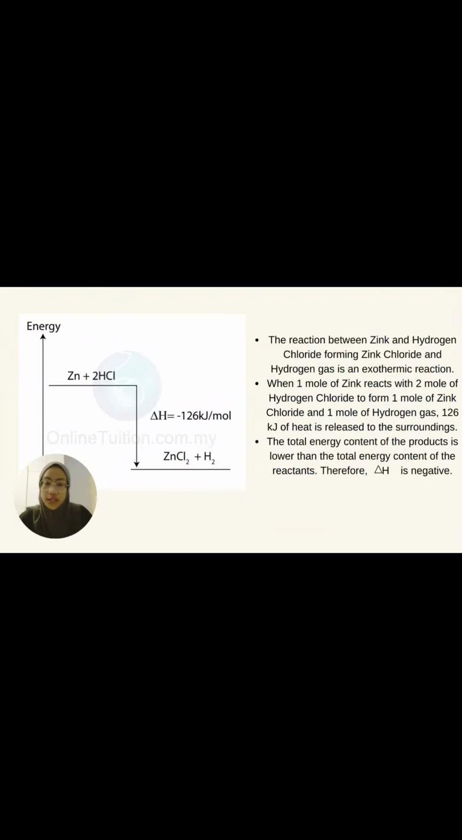The reaction between zinc and hydrogen chloride forming zinc chloride and hydrogen gas is an exothermic reaction. When 1 mole of zinc reacts with 2 mole of hydrogen chloride to form 1 mole of zinc chloride and 1 mole of hydrogen gas, 126 kJ of heat is released to the surroundings. The total energy content of the products is lower than the total energy content of the reactants. Therefore, heat of reaction is negative. So as we can see, the energy level diagram for exothermic reaction looks like going downstairs. So that's how I remember the energy level diagram for exothermic reaction.